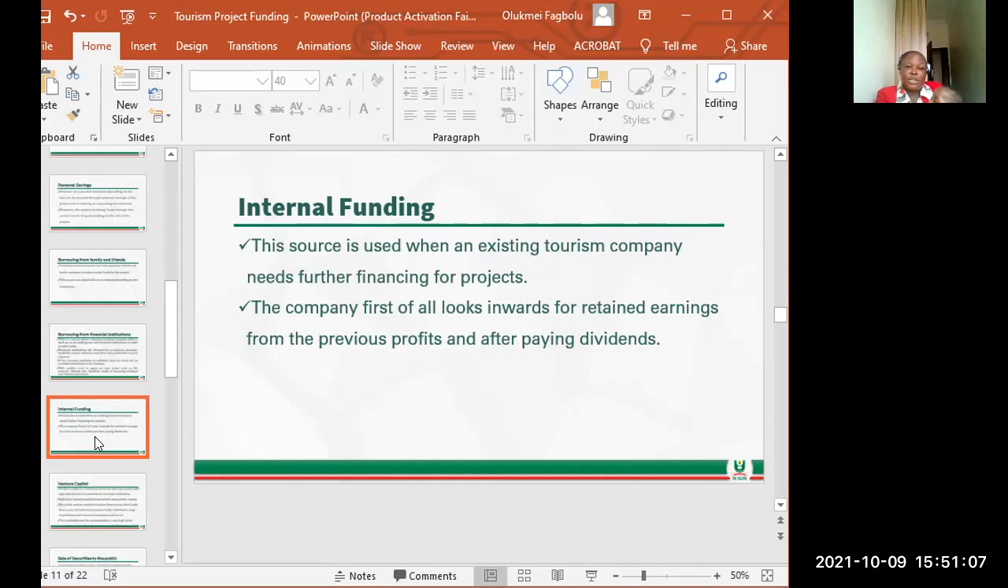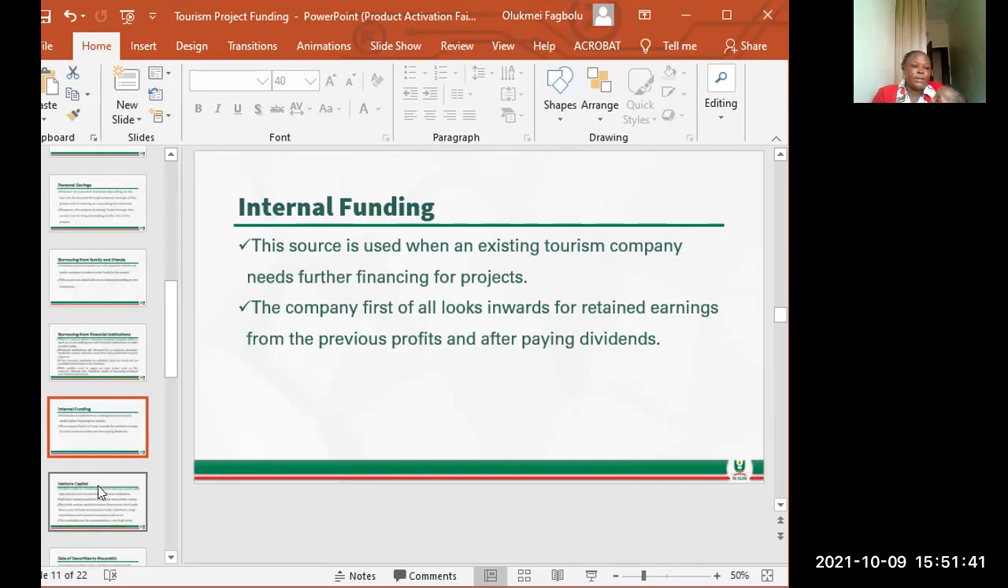So when we want to establish a new business or want to expand an existing one, that is for someone that's already in a business, then you can now look inward into your retained earnings from the previous profits after paying dividends. After paying dividends, take note. That means that if the business is, let me say, a private limited liability company, in short, they will pay dividends on shares that shareholders bought from them.